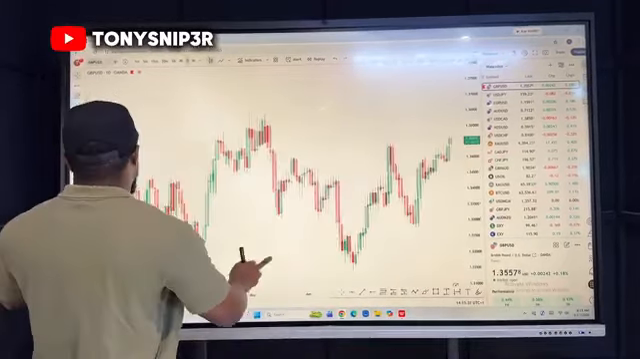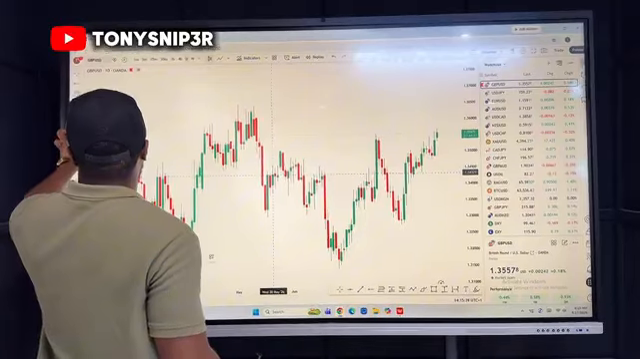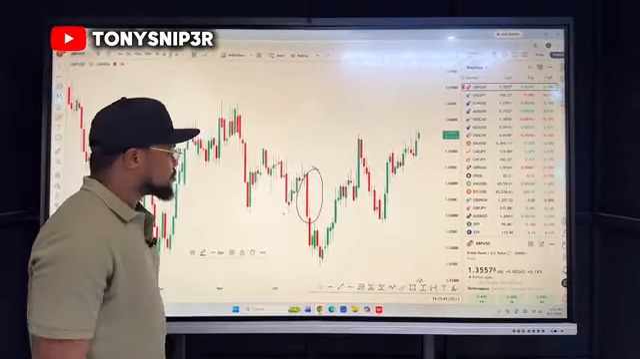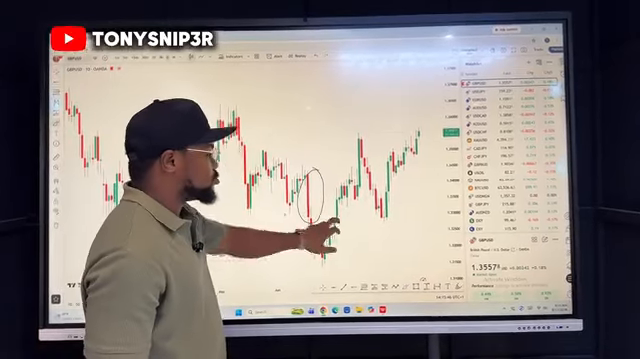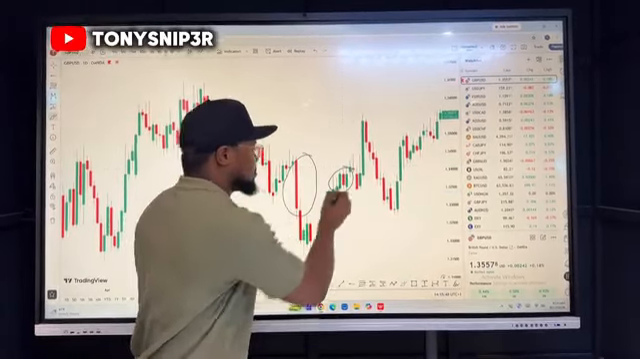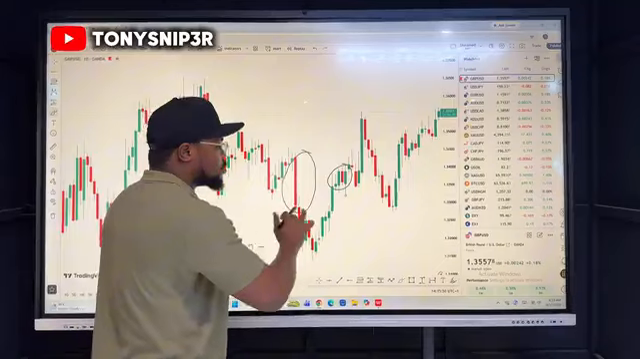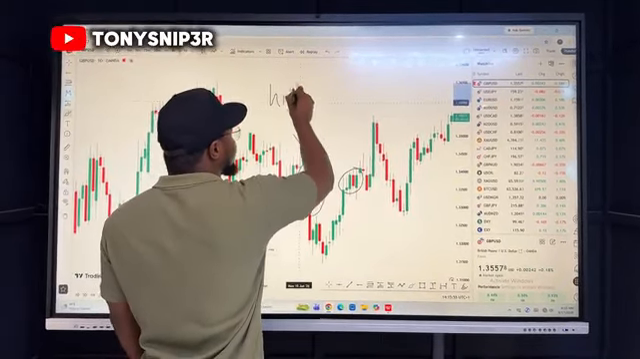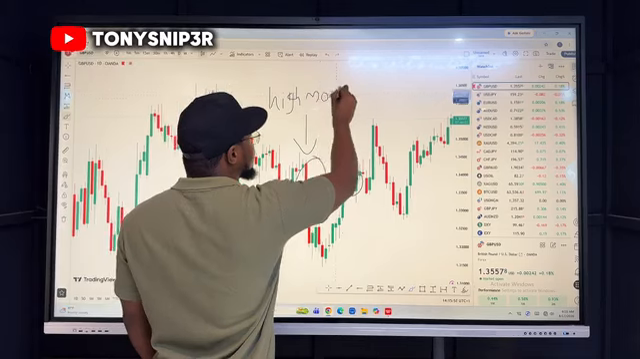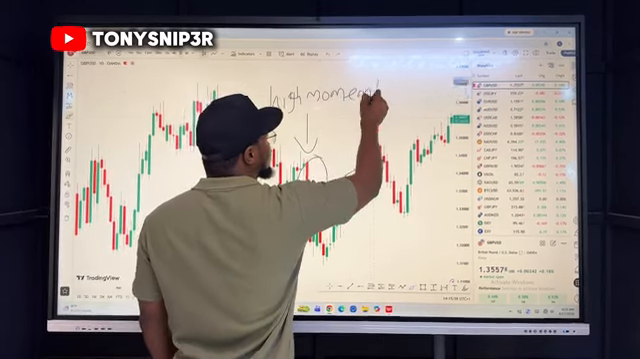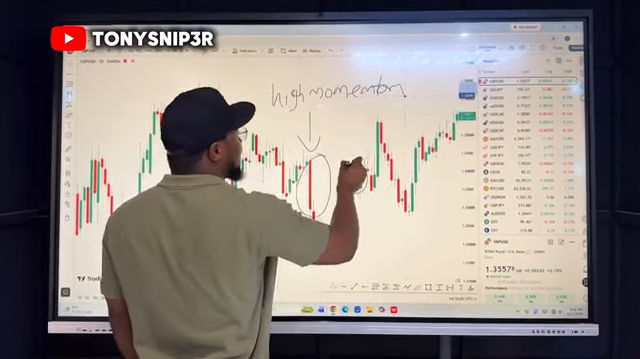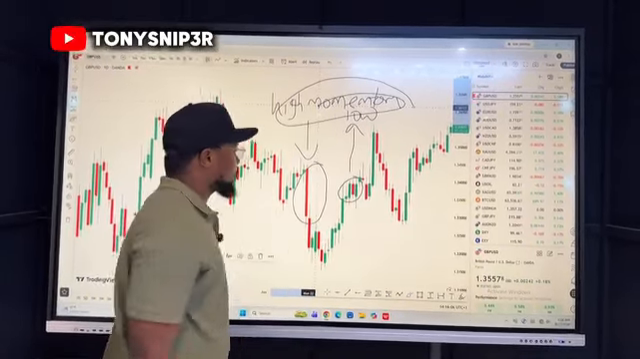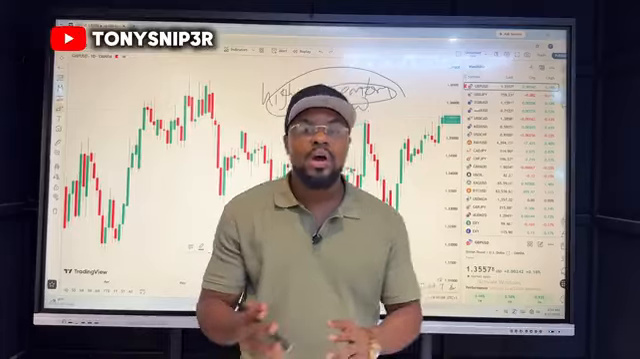Now come to this side here. Look at this candle. You wouldn't compare the strength of this candle with this one. If you look at these two candles properly, one has what? A high momentum. And the other one has what? A low momentum. Do you understand? Now, what do I mean by that?